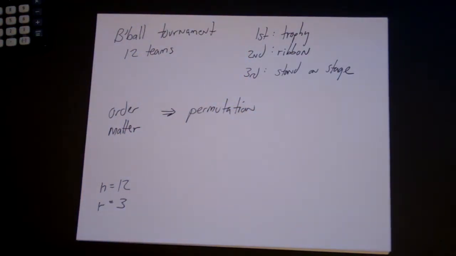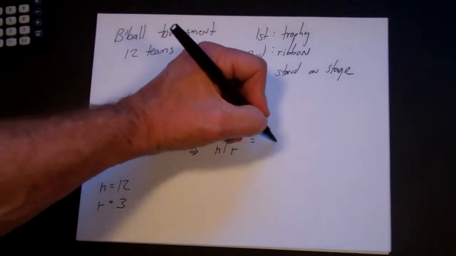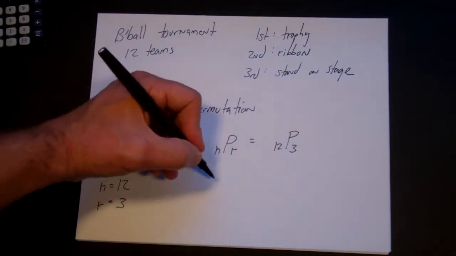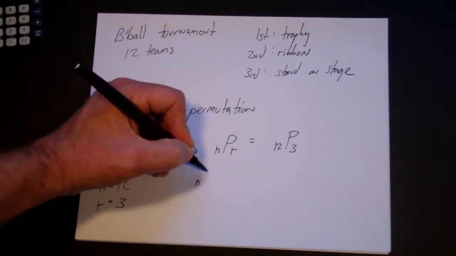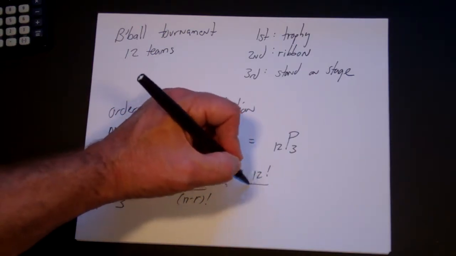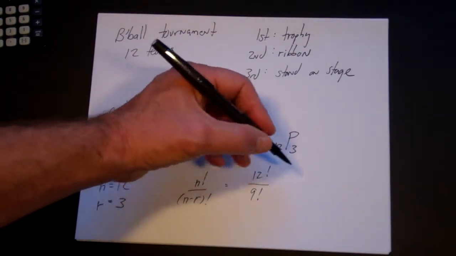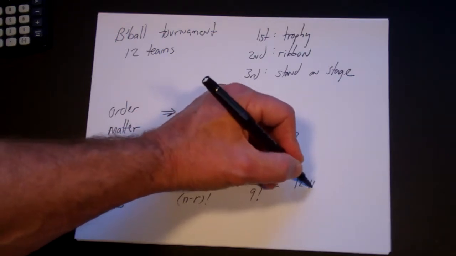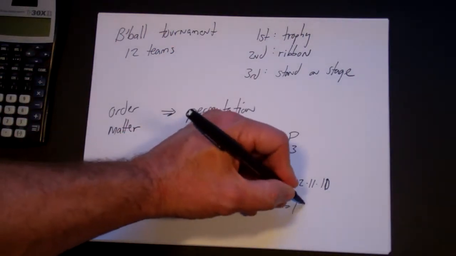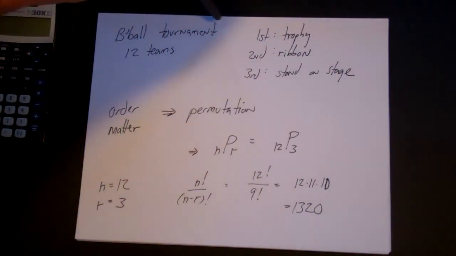Since it's a permutation, the formula is going to be NPR, in this case 12P3. The formula is n factorial over n minus r factorial, or 12 factorial over 9 factorial. The 12 and the 9 sort of cancel, and you get 12 times 11 times 10, or 1320. So there are 1,320 ways that first, second, and third place can come out if there are 12 teams.